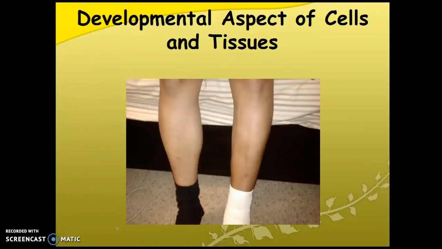And this is just a picture showing, if you look on the left, that calf muscle is much larger than the calf muscle on the right because this person just had surgery on that leg. So that's atrophy.